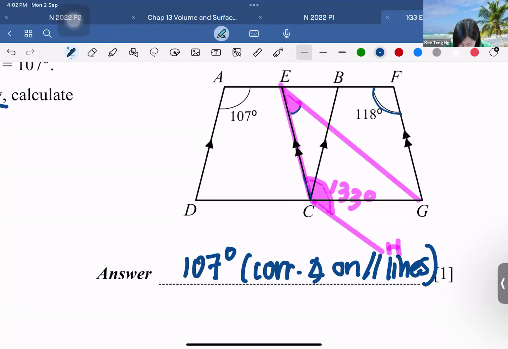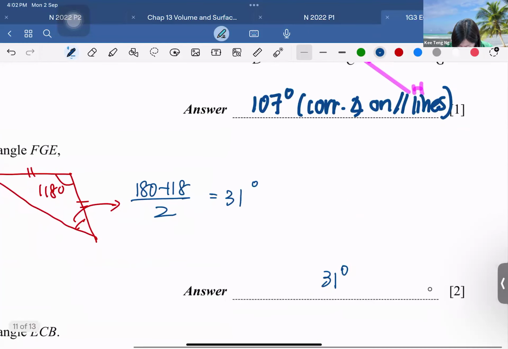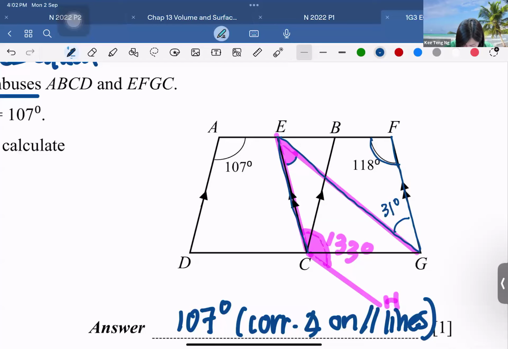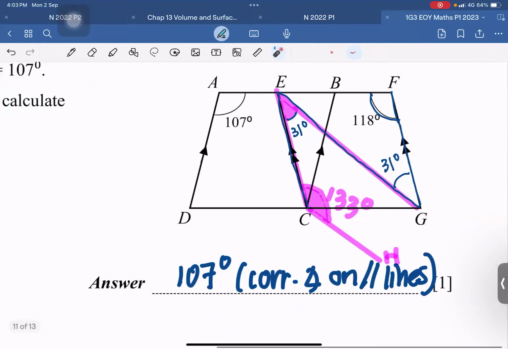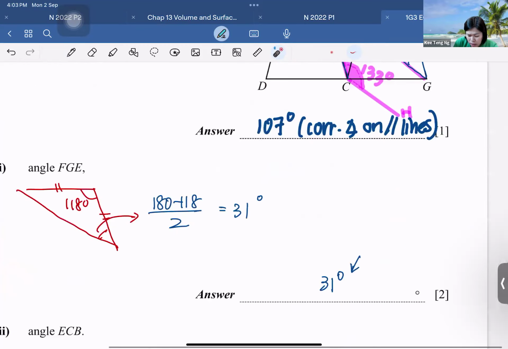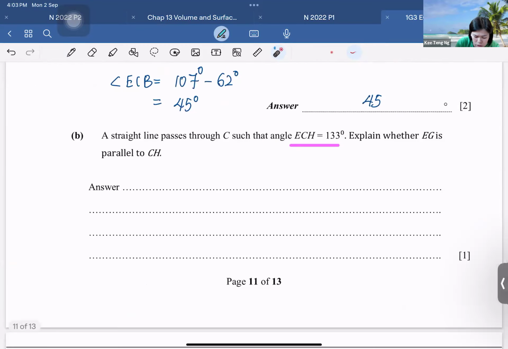This angle is alternate angles with the angle I found just now over here. The answer I found previously was 31 degrees, so this is also 31 degrees. Let's check. Do the two angles add up to 180? No. Then how are we going to write the presentation? I know that they do not add up to 180 degrees already.